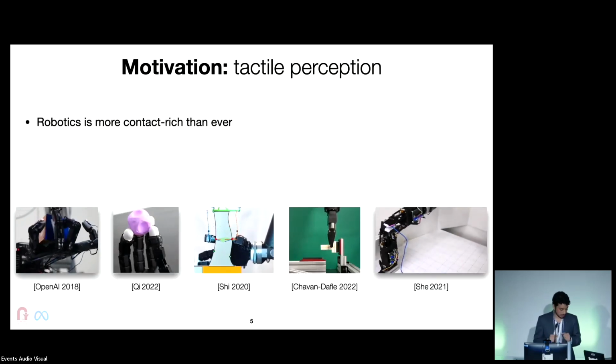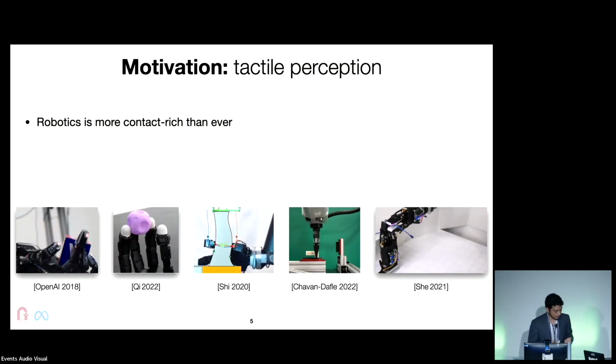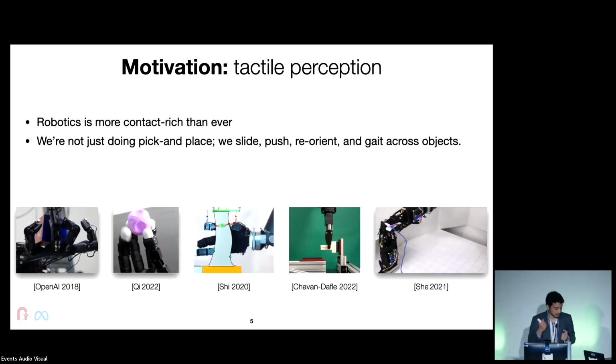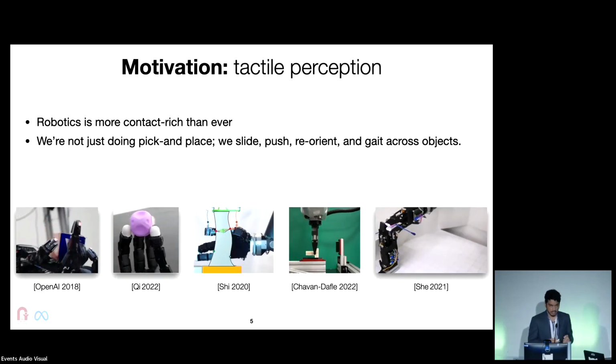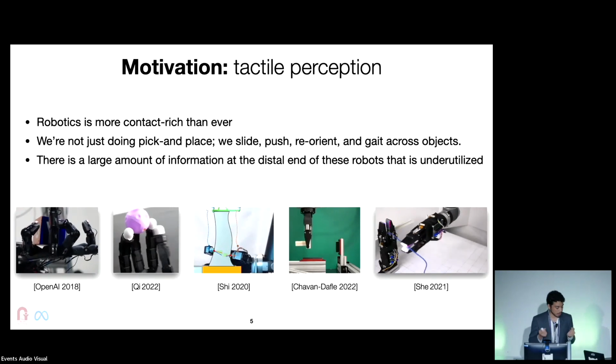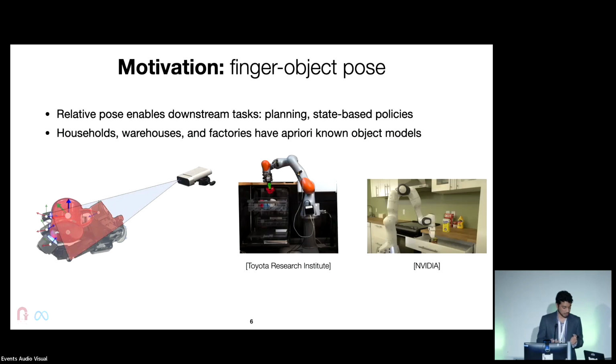The motivation for this is that robotics researchers are not averse to contact anymore. In fact, the community is doing pick and place. They're not just doing pick and place, they're sliding, they're grasping, they're pushing, bumping, gating, and reorienting objects. And there's a large amount of information at the distal end of these robot arms that is being underutilized, in my opinion. Getting this finger object relative pose is important for essentially state-based policies, controllers, and downstream planners. And during interaction, vision might not give you the full picture just because of occlusion. Incorporating touch can bolster the performance in a manipulation stack for household and warehouse environments you can think about.